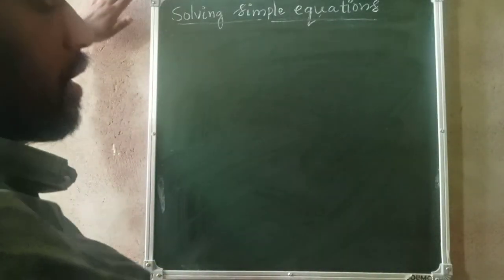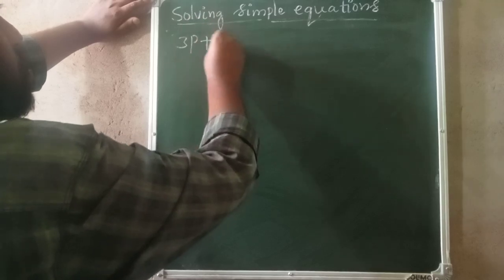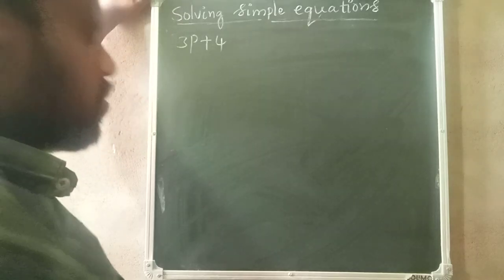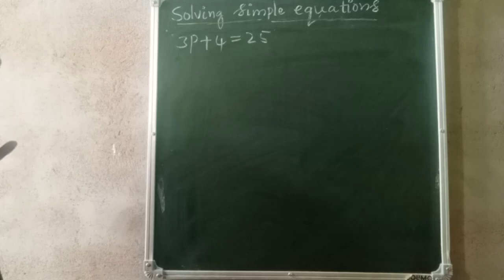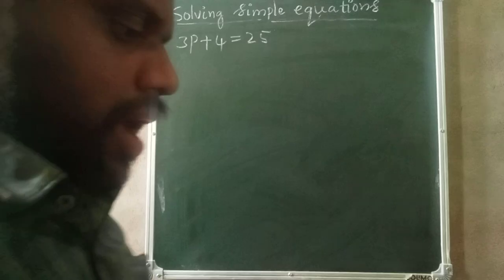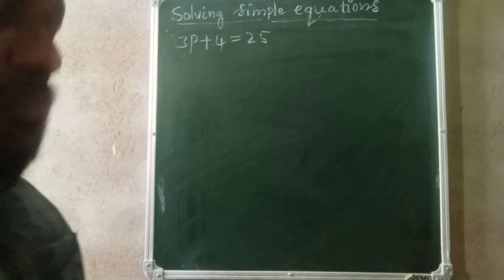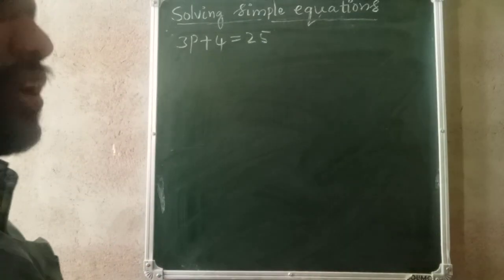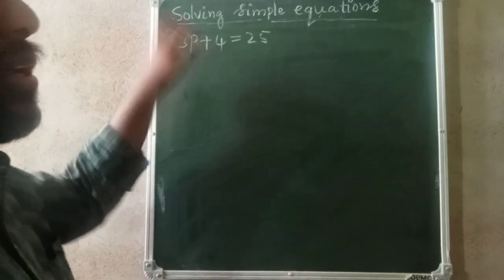The next simple equation that I am going to take is 3p + 4 = 25. Okay. Here, as we have seen earlier, we have to solve this simple equation. Solving means we have to find the value of the variable. Here the variable is the letter p.